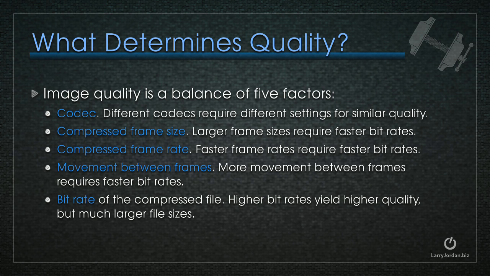The amount of movement between frames also has an impact. If you have a lockdown camera shooting a person sitting in a chair and only their mouth is moving, we can compress that very, very small. If, on the other hand, I have a handheld camera shooting a dance recital, there's a lot of movement between every pixel and between every frame, which means that I have to have a higher bitrate to be able to support all that movement before artifacts creep in.